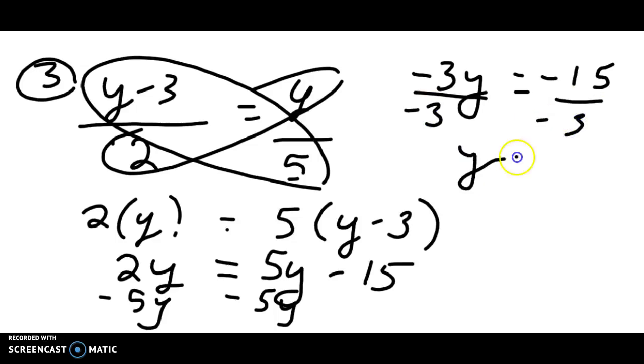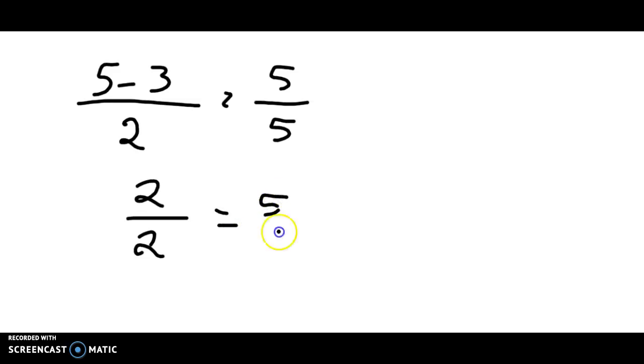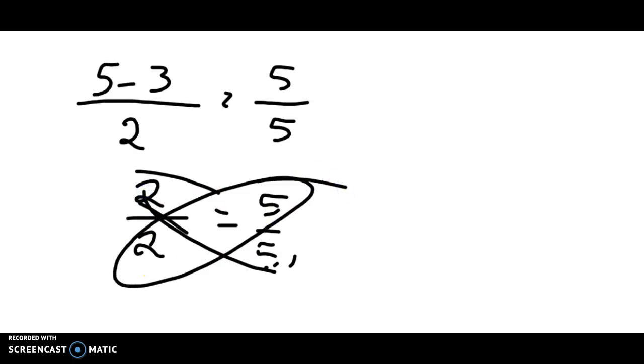y equals 5. Again, I would substitute it in. I'm going to go to the next page. So I would have 5 minus 3 over 2, or divided by 2, equals 5 divided by 5. So this gives me 2 over 2 equals 5 over 5, which is 1 equals 1. Or if you cross multiply, you're going to get the same thing this way also. Let's go on to number 4.